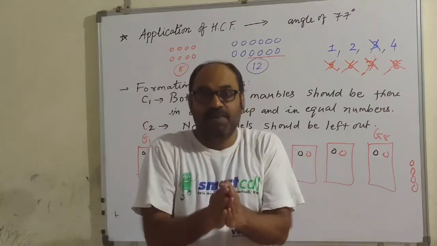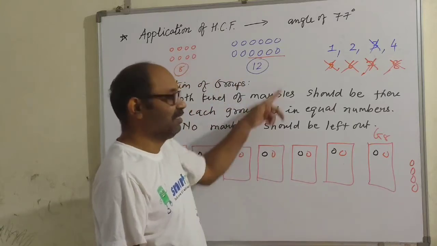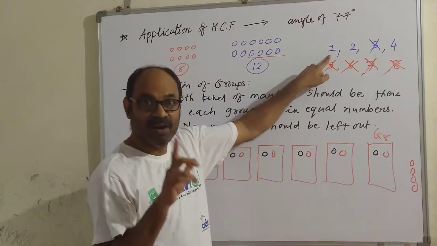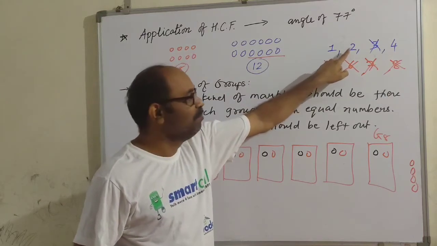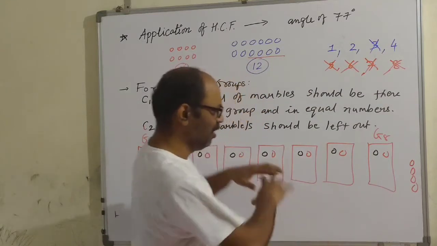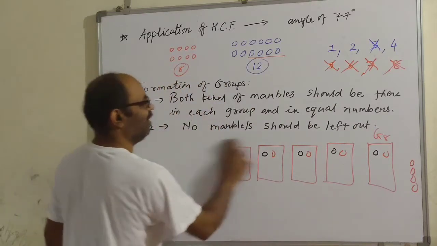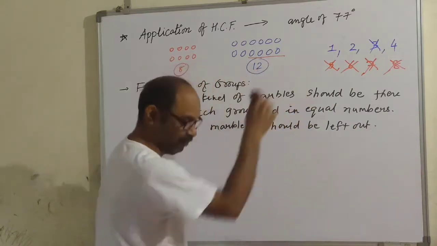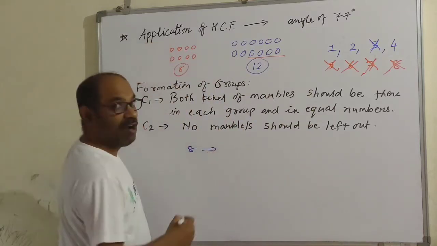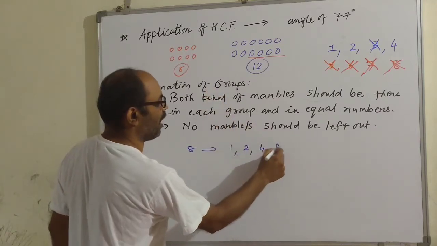So the possible ways to form the groups which satisfy these 2 conditions are: you can form 1 group, or you can form 2 groups, or you can form 4 groups. But how to know this? Do you have to do this practical work? No, children. See what you do if you want to know this. What is the first number? 8. Write all factors of 8: 1, 2, 4, and 8.